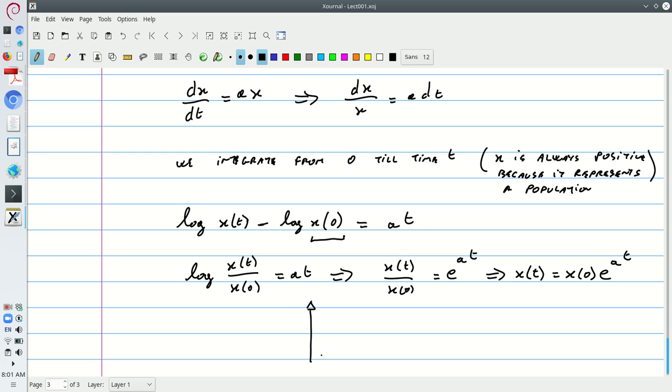If we want, we can decide to plot it on a graph representing t on the horizontal axis and x on the vertical one. Given the initial population, we see that it grows exponentially.